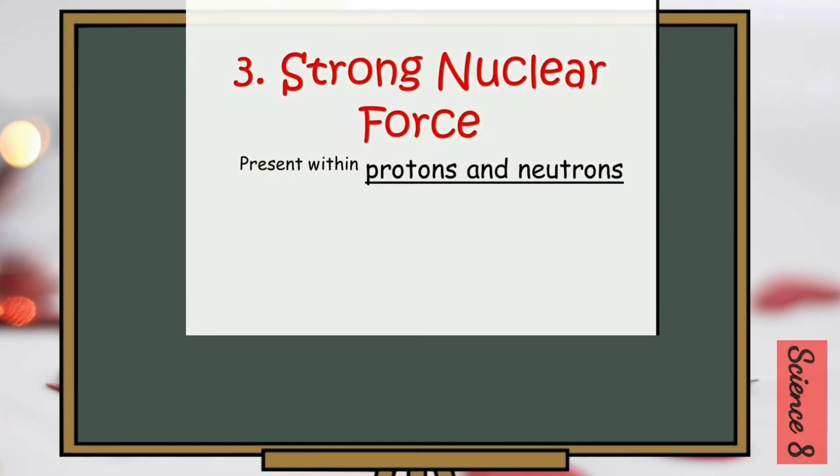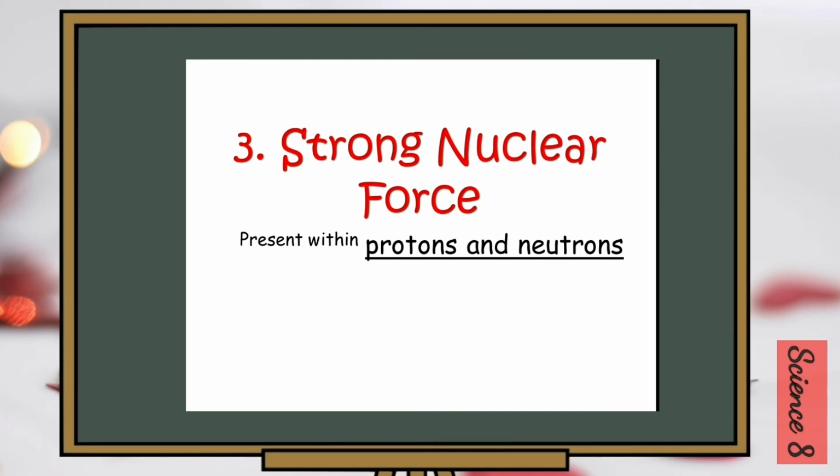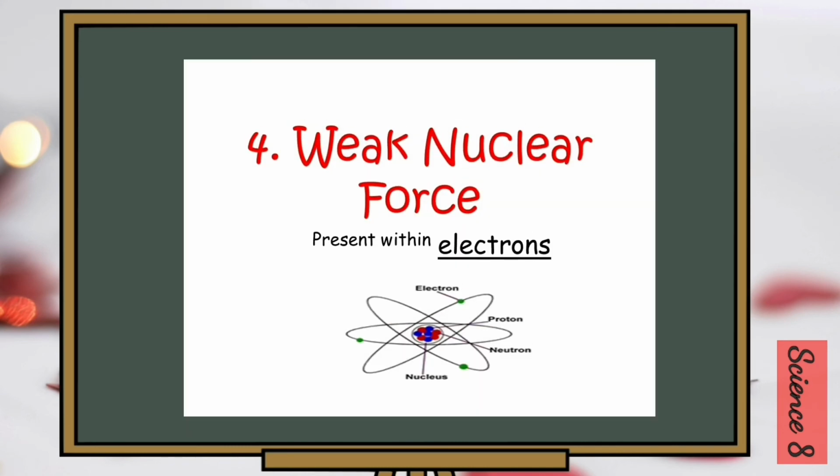3. Strong nuclear force. A force that exists between protons, or the positively charged particles, and the neutrons, which are the particles with zero charge. And number 4, the weak nuclear force. It is a force that exists between electrons, or the negatively charged particles, and other particles outside of an atom.